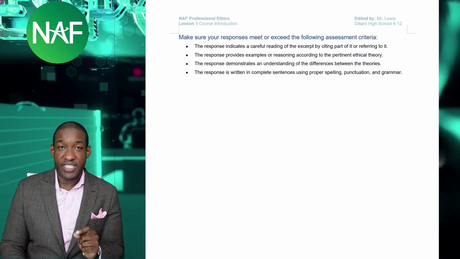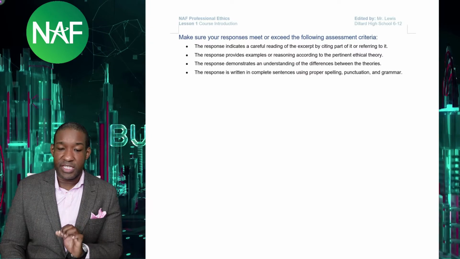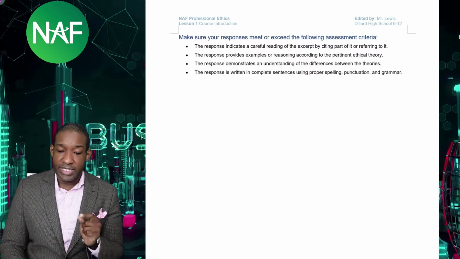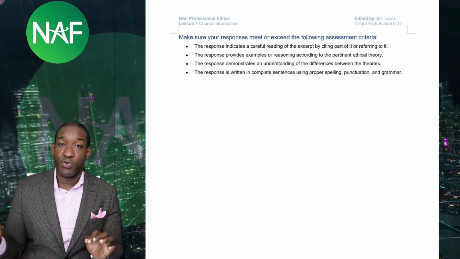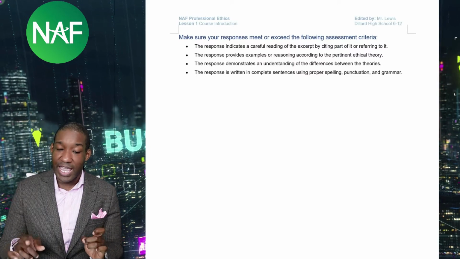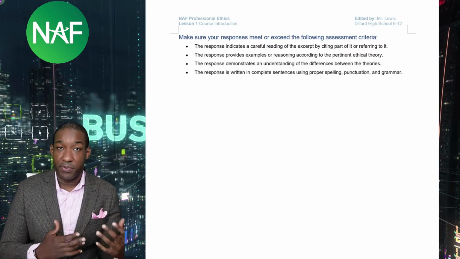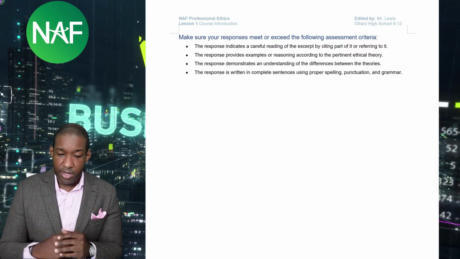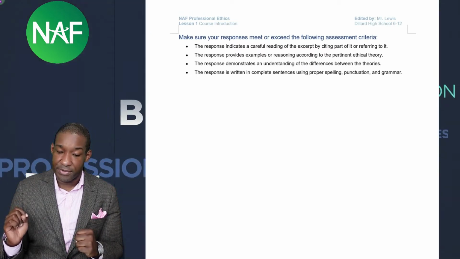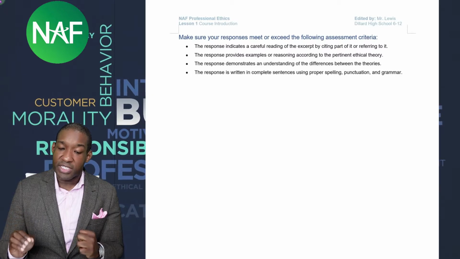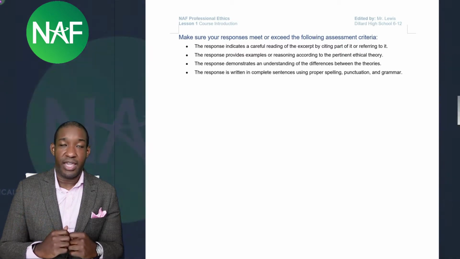Do not forget your assessment criteria. Make sure your responses meet or exceed the following assessment criteria. Your response needs to indicate a careful reading of the excerpt by citing part of it or referring to it. Your response has to provide examples or reasoning according to the pertinent ethical theory, which is about happiness and virtue. Your response should demonstrate an understanding of the differences between the theories. Your response has to be written in complete sentences using proper spelling, punctuation, and grammar.